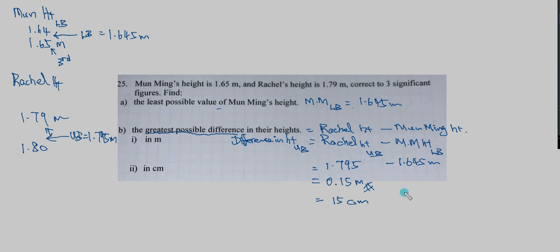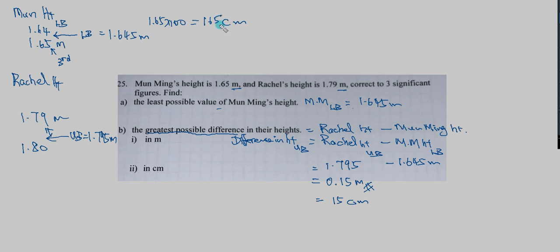If you are curious enough, what if I change this to cm and work it out, to see whether it is the same or not? Okay, now let's do this. If I change Manming's height to cm, it will be 165 cm, right? This is actually equal to 1.65 times 100. You are converting the meter into cm. So you want the lower bound of this.